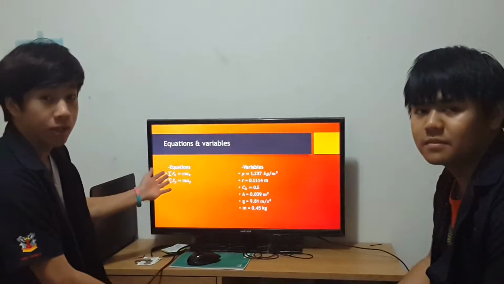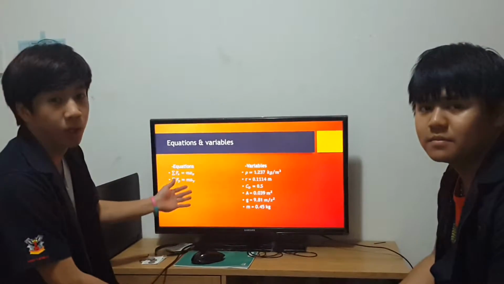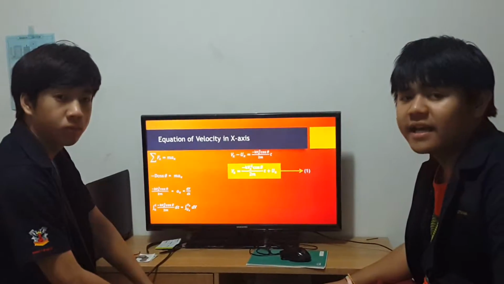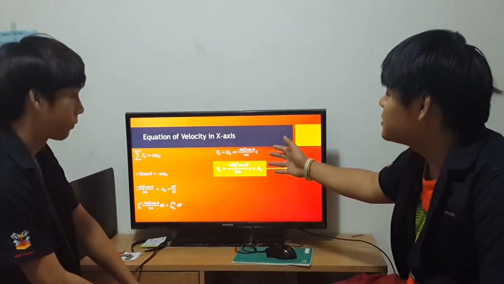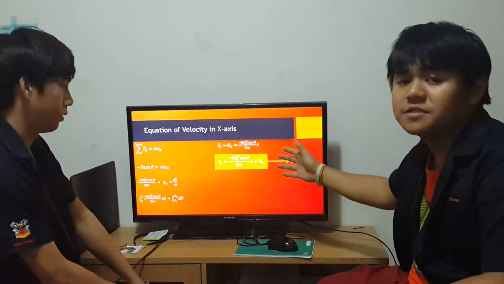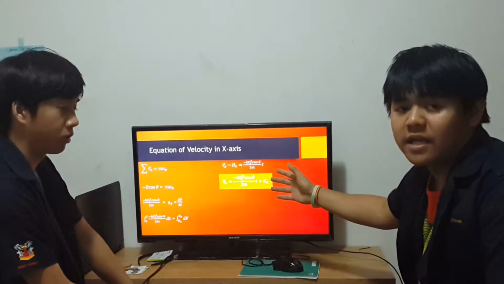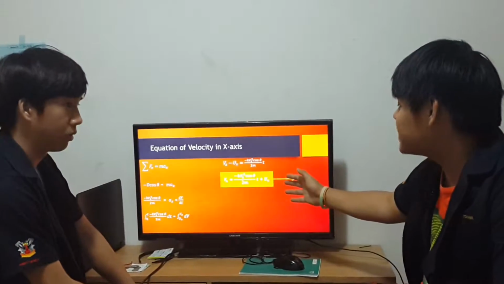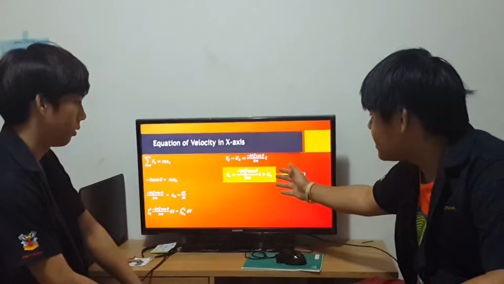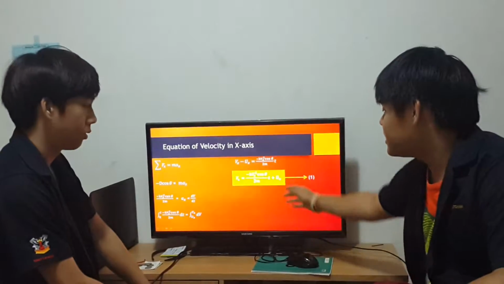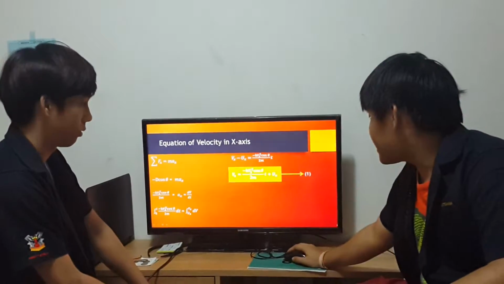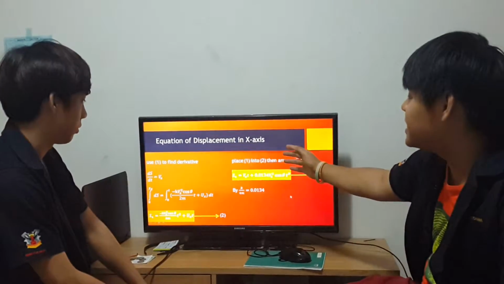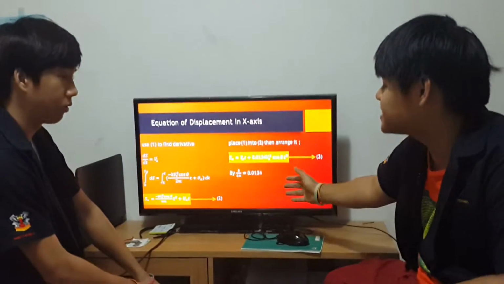These are the equations and variables that we use to calculate our project. In the x-axis, we have to find the velocity equation. So we use Newton's equation to help us find the equation of velocity. You can see that the velocity in the x-axis is shown here, and then we use the equation of velocity to find the displacement equation in the x-axis.